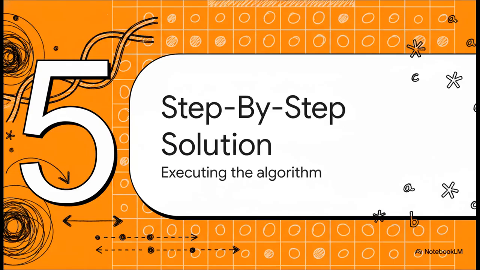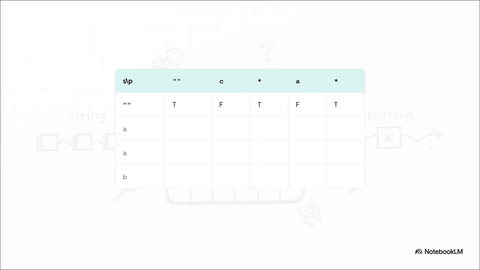Let's put it all together. In section 5, step-by-step solution. We're going to step right through our example string AAB against the pattern C star A star B. Starting way up in that first row, we're comparing an empty string against our pattern.